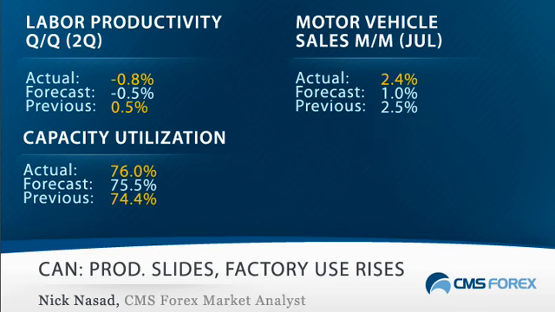As we can see, the ratio of factories in use, or the capacity utilization rate, climbed to 76.0, a positive sign for the manufacturing sector. Also, we had new motor vehicle sales jump by 2.4% in July, a second straight month of strong demand.